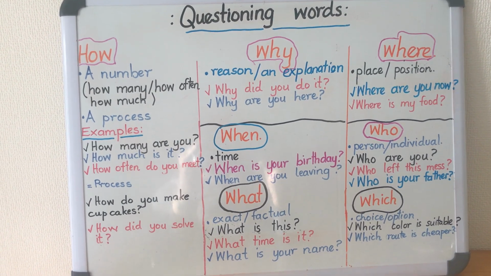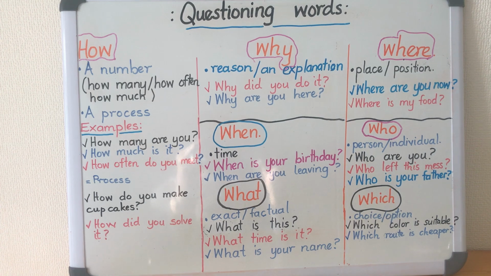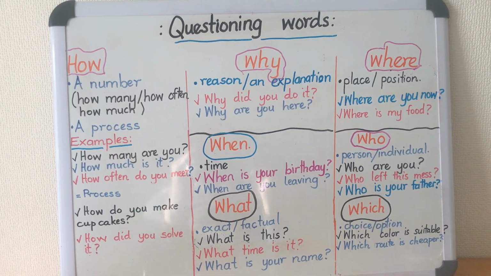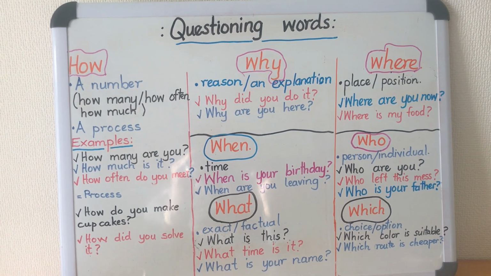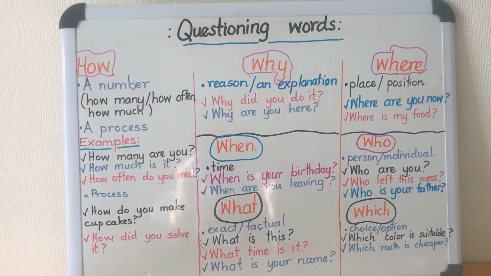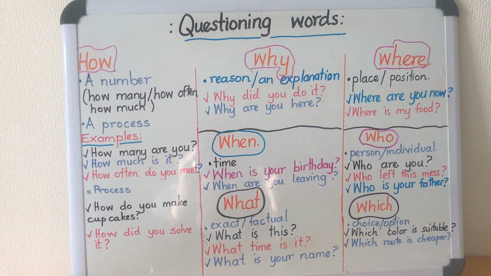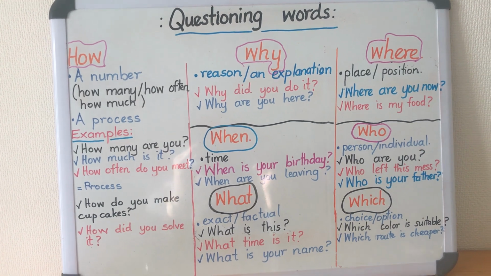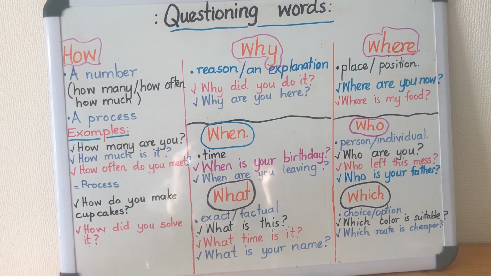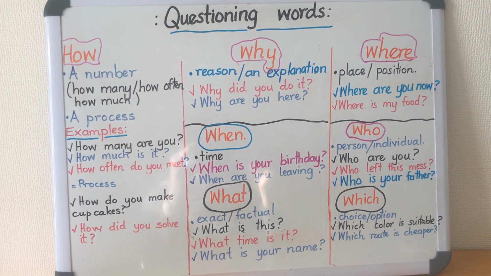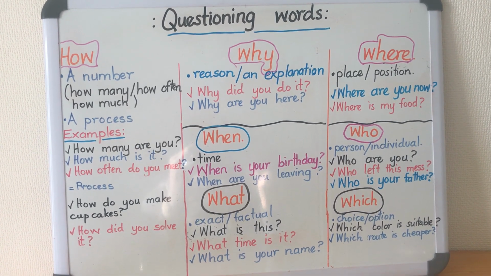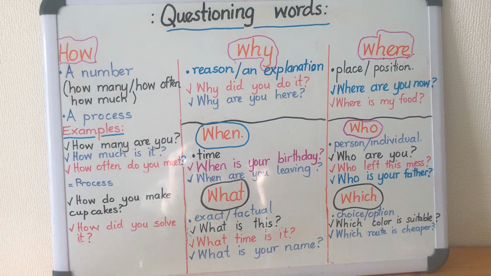The other requirement of how is how often. When we ask how often, we are asking about frequency. How many times does something happen, right? So such words like never, how often do you do it? Never. Sometimes, always, and other such words which point to frequency.